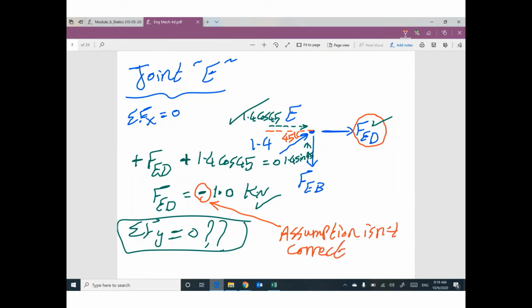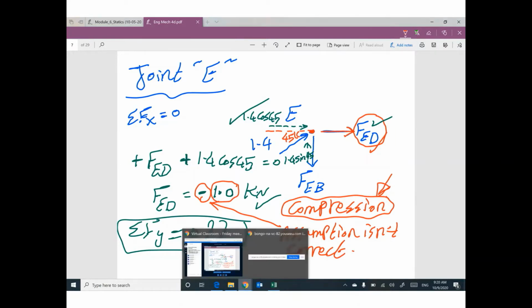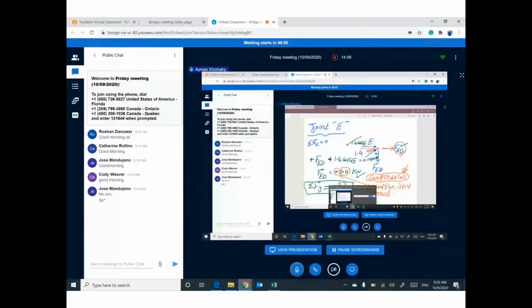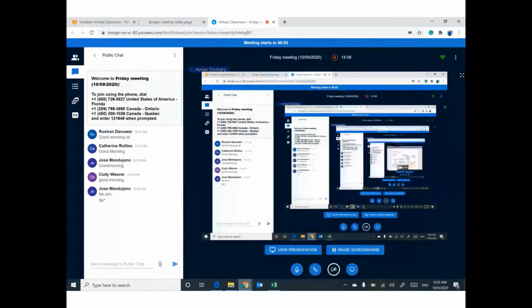Okay, what did you assume for FED? I assumed it pulling this joint E out. So it's tension. No, it's wrong. It should be compression. As an instructor, I'm looking for you as a student to tell me what is the value and what is the final decision. Is it tension or compression? Any question, guys? Do you have any question?